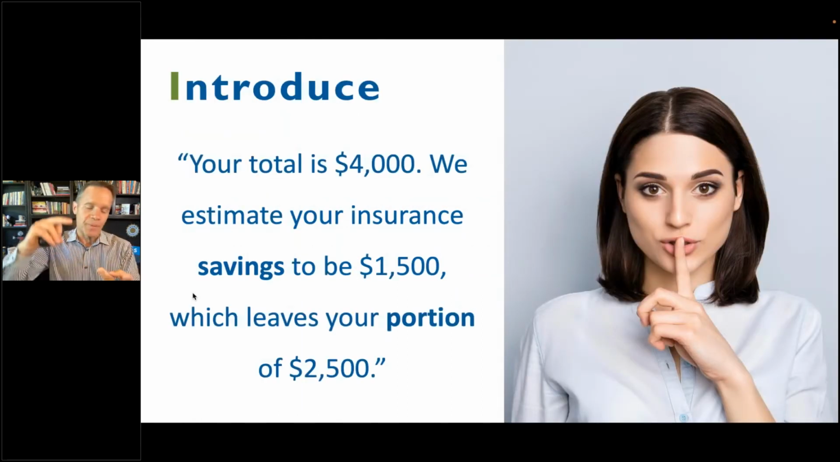Now, step number 3. We begin with the benefit, review the plan, introduce the fee. This is exactly how you would introduce the fee. So Steve, your total is $4,000. We estimate your insurance savings to be $1,500, which leaves your portion $2,500. In contrast, you would say, Steve, this treatment is going to cost $4,000, and your insurance is only going to cover $1,500, so your out of pocket is $2,500. I'm exaggerating a little bit, but I've heard worse. So again, your total is $4,000. We estimate, because it is an estimate, your insurance savings to be $1,500, which leaves your portion $2,500. That's how we introduce the fee.